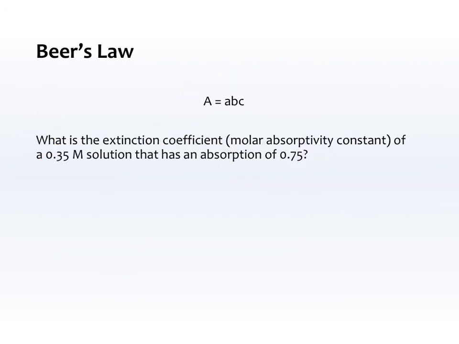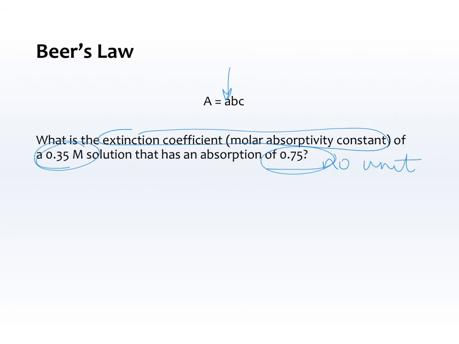All right, let's look at an actual problem with this. This one's not in your notes, I just made it up off the top of my head just a minute ago. It says, what is the extinction coefficient, the molar absorptivity constant, that's this little a, of a 0.35 molar solution that has an absorption of 0.75. So also notice that there is no unit on the absorption. I don't know why, it's a little bit more complicated than what we need to know anyway.